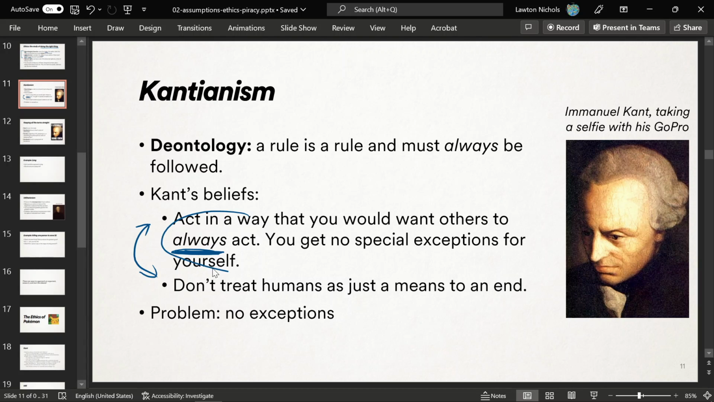So this is probably the bullet that we're going to care about most in this class when we look at an ethical theory. We're going to think about, is this true? Is this something that we would always want to have happen? Okay? That's Kantianism in a nutshell.